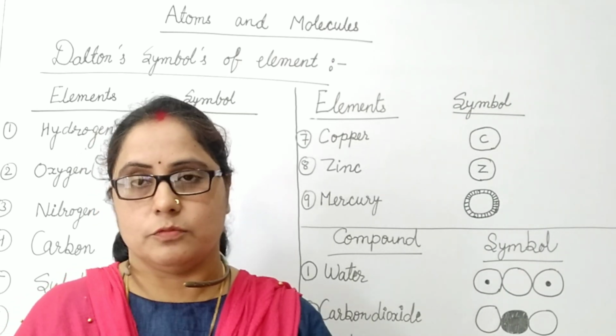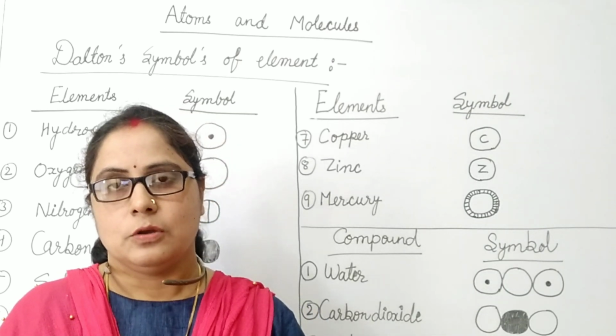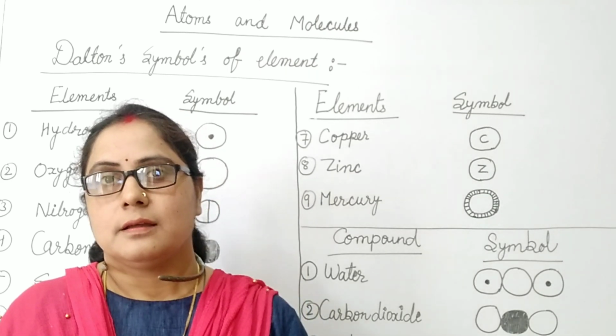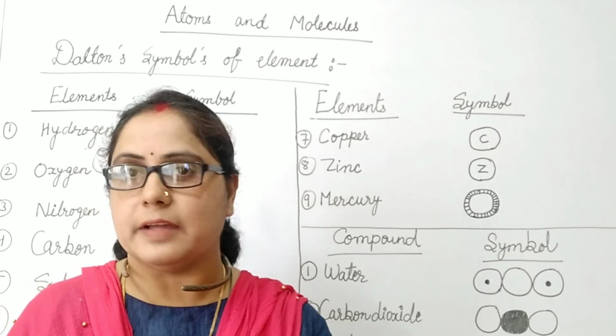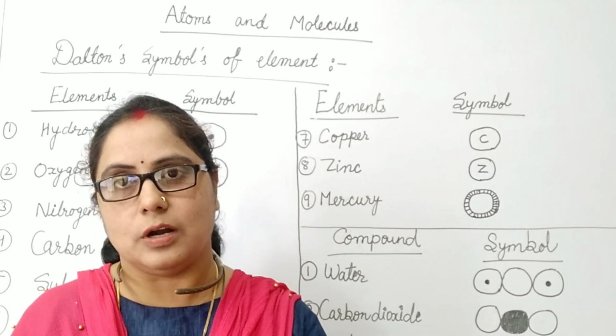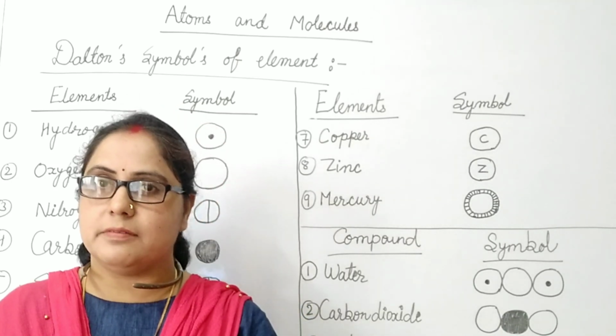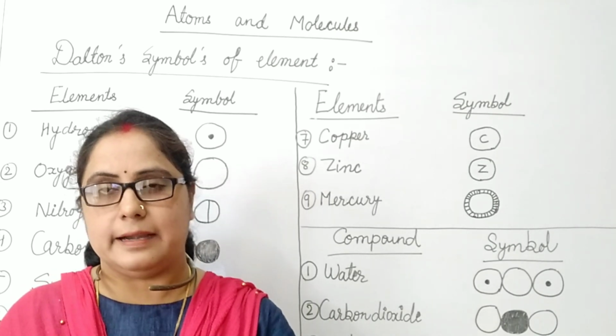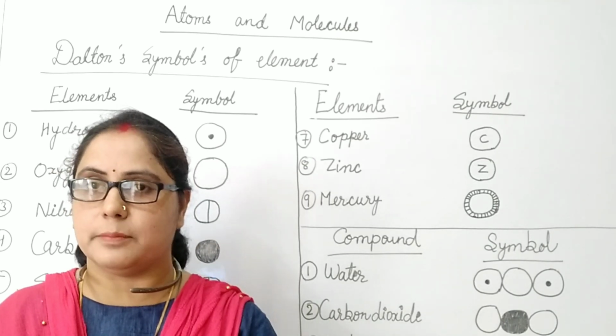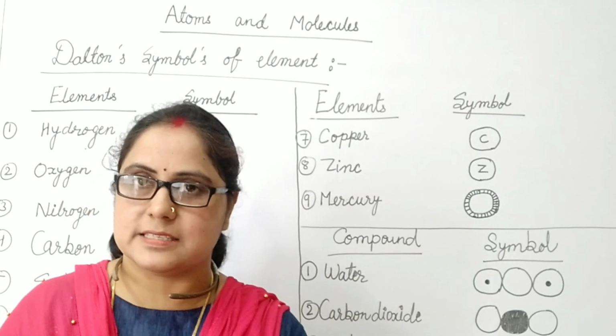John Dalton was the first scientist who used the symbols for representation of elements, and those symbols are called Dalton's symbols of elements. So today we will discuss the Dalton symbols and modern symbols, which were given by J.J. Berzelius. So let's start.